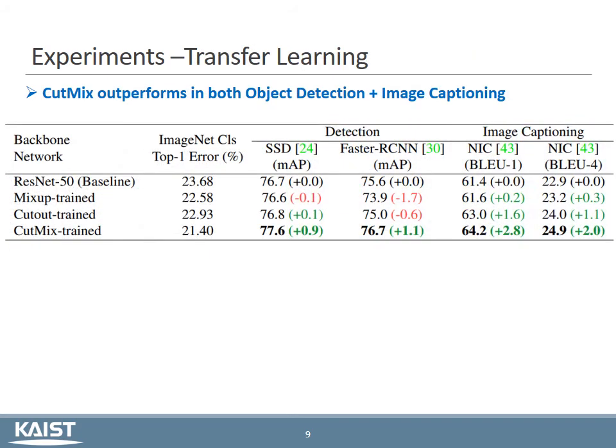CutMix outperforms in both object detection and image captioning problems. However, the mixup and cutout regularization were not appropriate for object detection. This is because they are not proper methods for localization problems, as discussed in the CAM result.